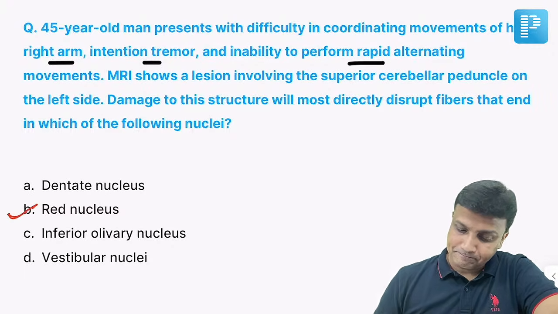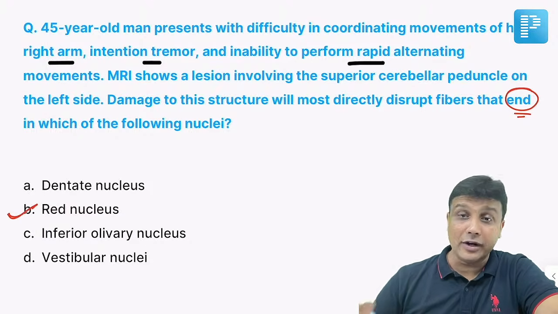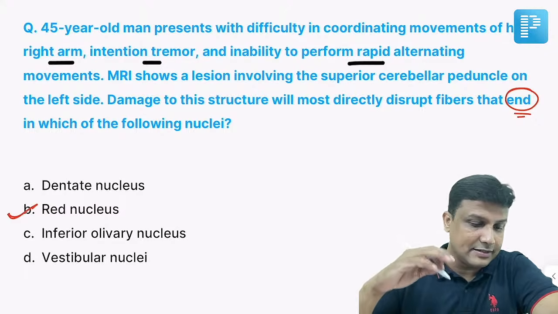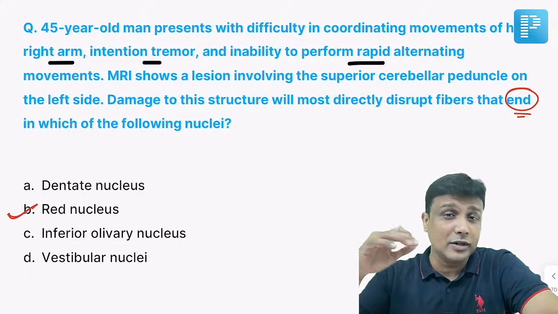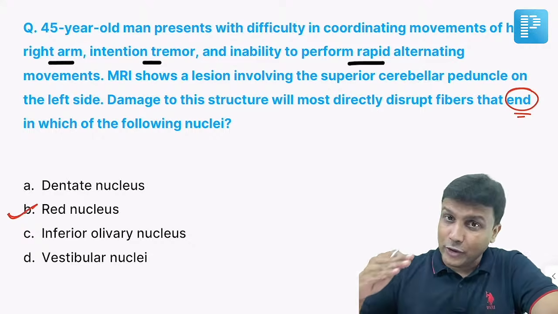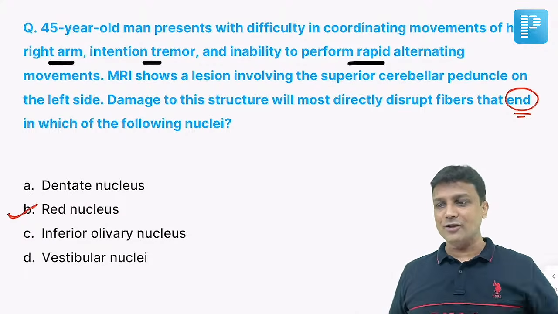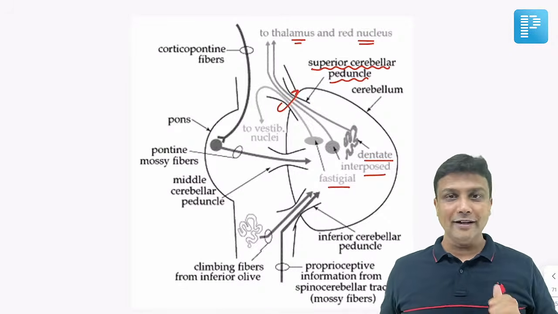Okay. Fibers are going to end in which of the following nuclei? Not the beginning, they're asking about the ending there. Some of you are answering option A. Remember, option A is actually the beginning. From the dentate nucleus, the fibers are going to begin. They are going to pass through the superior cerebellar peduncle, but it is going and ending in which nucleus? It is going and ending in the red nucleus. Okay, done.